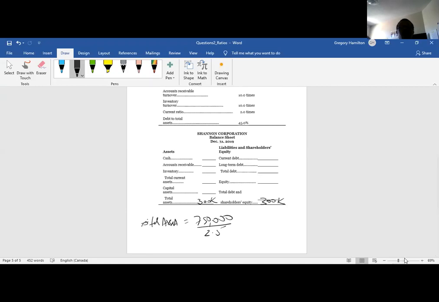So now we can go about filling in the others. If we start with cash, cash would be 2% of total assets. So it is 2% of 300,000, and that's how we get our 6,000. Everyone following me so far? Apart from those who are sleeping? Okay.